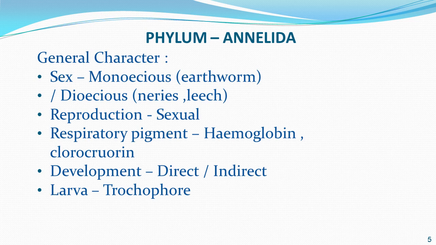Then the development is either direct or indirect. Direct means, as we said already, the zygote produces the young directly. Indirect means a zygote becomes a larva, and the larva is modified into an adult. The larva of phylum Annelida is known as the trochophore larva. Is it clear?